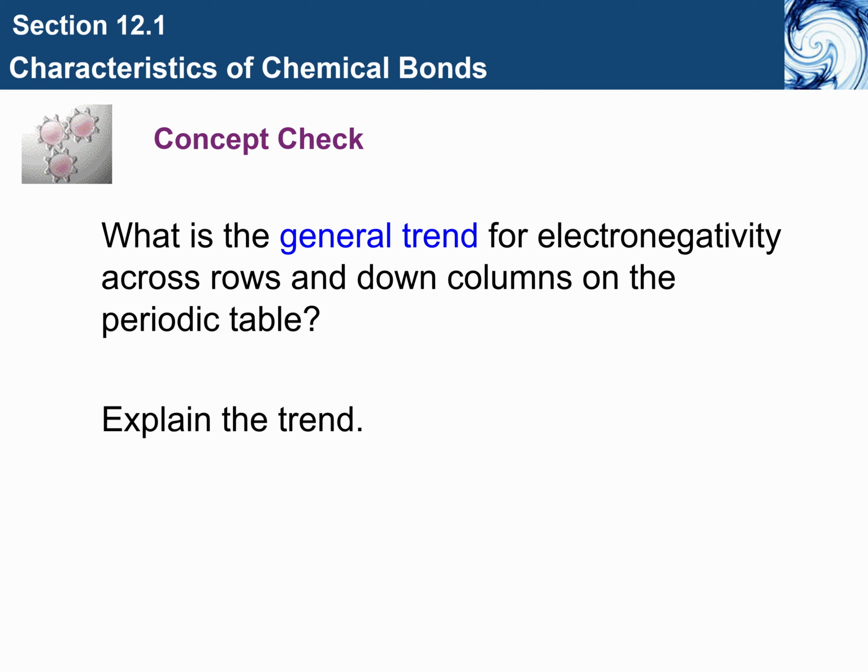When explaining the trend, connect it to atomic radius and ionization energy. Remember, if an atom has a strong pull on electrons, it usually has a smaller radius, a higher ionization energy, and a higher electronegativity. Those trends are connected, not separate random facts.